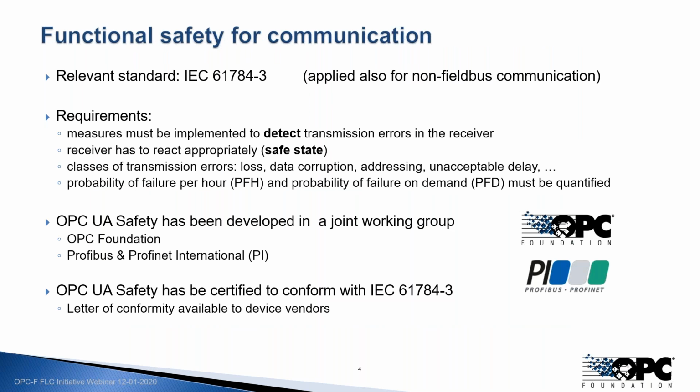This is described in detail in the relevant standard, the IEC 61784-3. This is from the fieldbus series of standards, but it's also applied in a more general way for all kinds of safety communication nowadays. And this standard lists the requirements on safe communication. In particular, it says you have to implement measures to detect any kind of transmission errors. And this has to be done in the receiver. And then if the receiver detects such an error, it has to react appropriately.